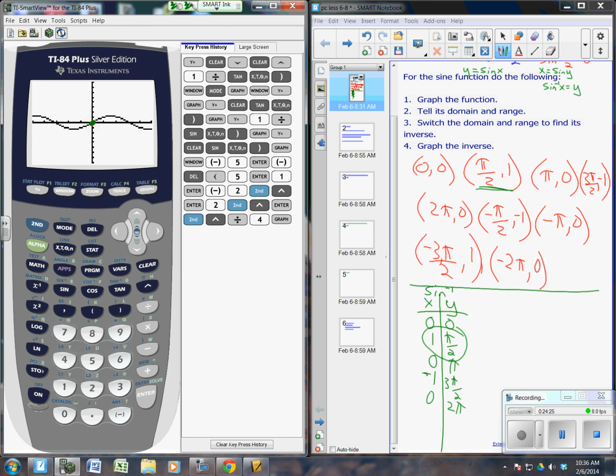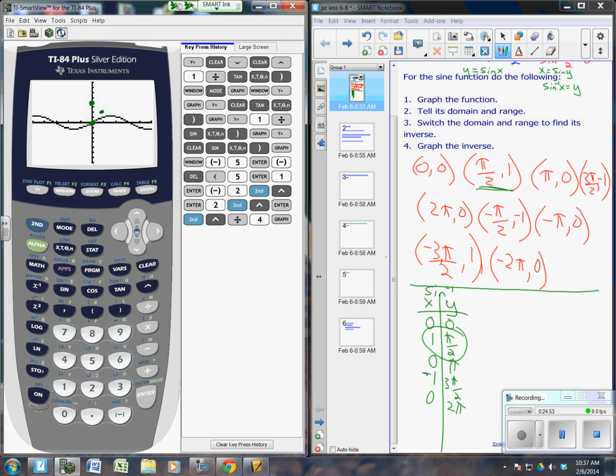So now at pi halves, I'm going to have what? 1 comma pi halves, right there. Oh, 1 comma pi halves would be right here, right? Sorry, those are pi fourths. So 1, pi halves right there. 0 comma pi. So 0 comma 1, 2, 3, 4. This is pi right here, right?